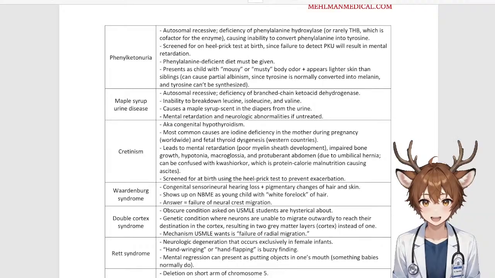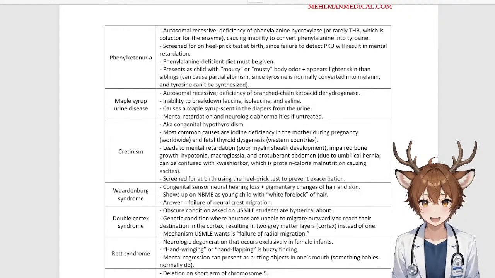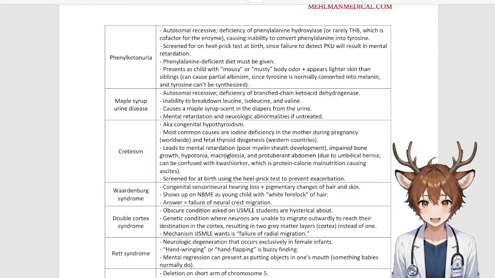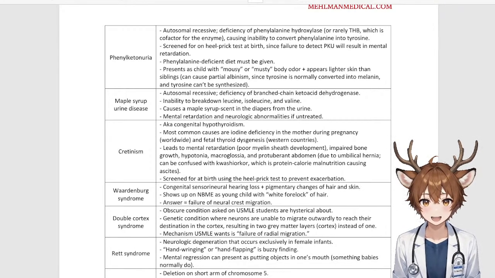Anyway, double cortex syndrome, an obscure condition. When asked on USMLE, students are hysterical about it. Genetic condition where neurons are unable to migrate outwardly to reach their destination in the cortex, resulting in 2 gray matter layers in the cortex instead of 1. The mechanism USMLE wants is failure of radial migration.